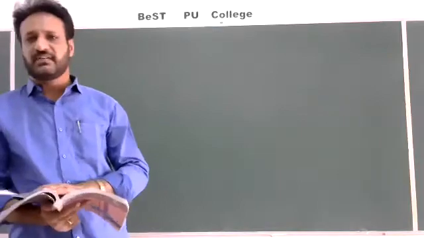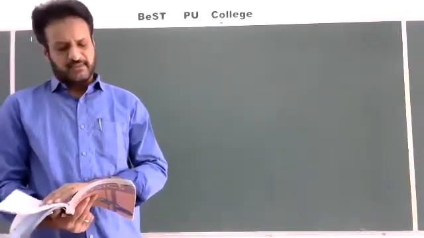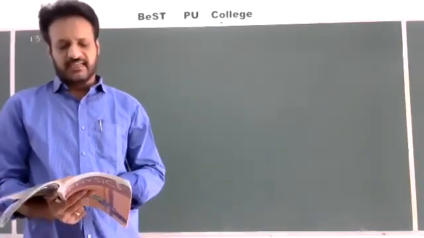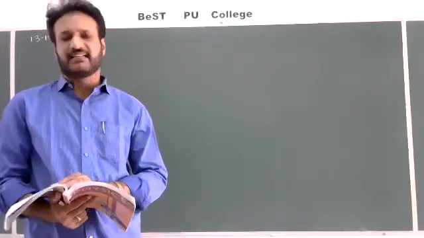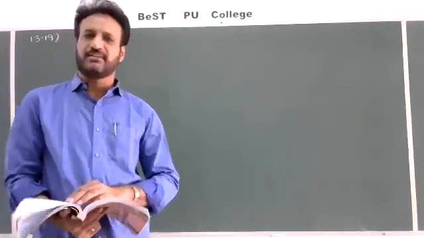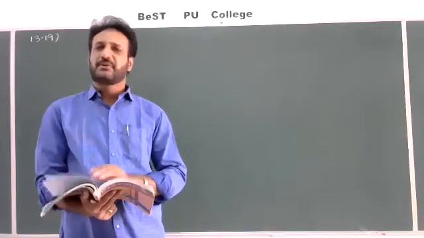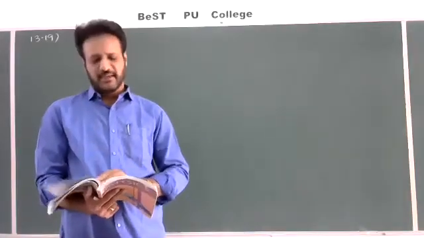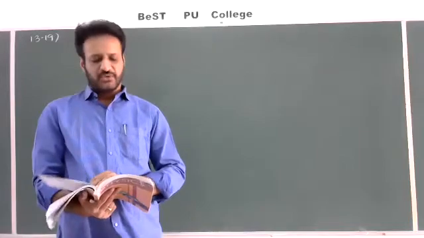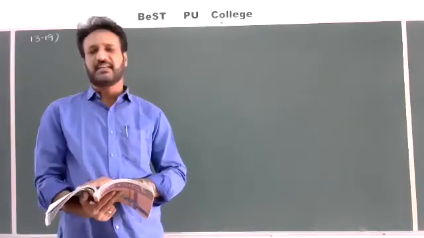Problem number 13.19, the 19th question. I'll read the question. If you have the textbook or any material, go through this one. How long can an electrical lamp of 100 watt be kept glowing by fusion of 2 kg of deuterium? How long means you should calculate the time. The power of the lamp is given as 100 watt.